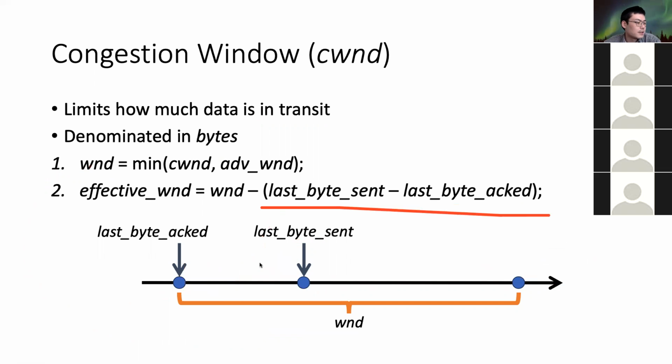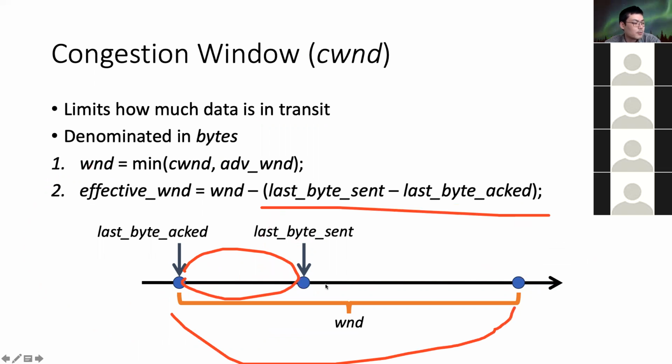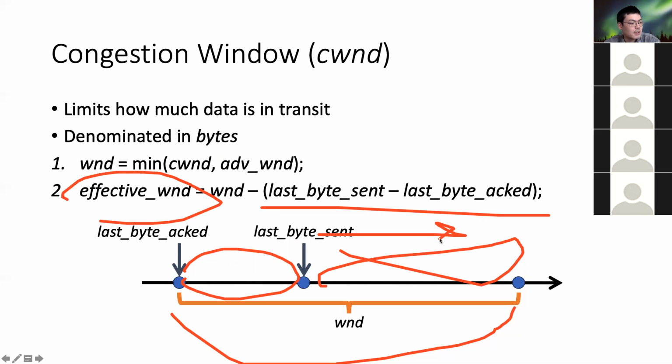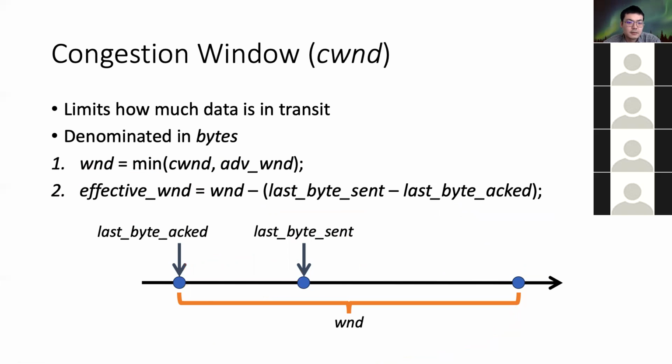So if you look at here, this is what is in transit but not acknowledged, and this is the total window that can be pending for packets. This is the effective window, and you can continue to send these packets without causing congestion. Any questions about this concept before we move on?